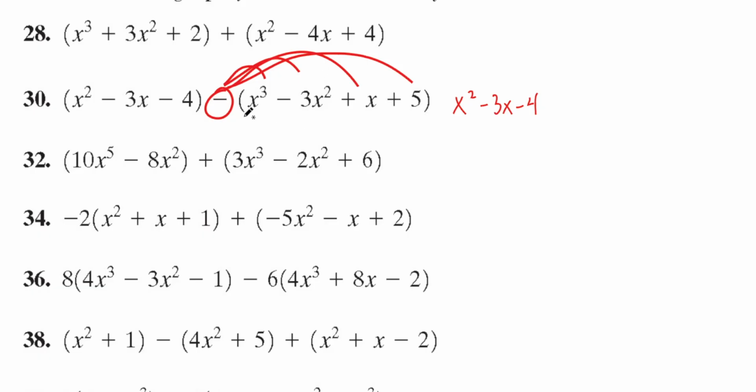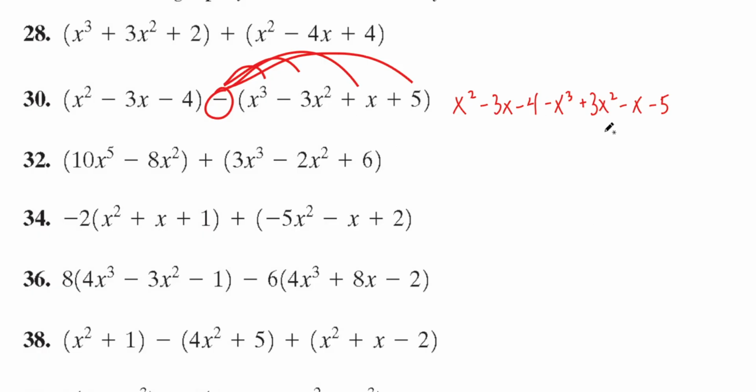Now, this is the key to this problem. I got to change the sign of everything in here. That's what that negative is doing. So it's going to be a minus x cubed. It's going to be minus a minus. What's that? Plus 3x squared. And then minus a positive x, which is a minus x. See what it's doing? It's just changing the signs of everything in there. And then a minus 5. Okay, everybody follow me? Okay.